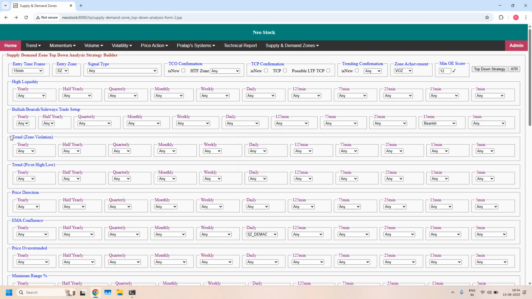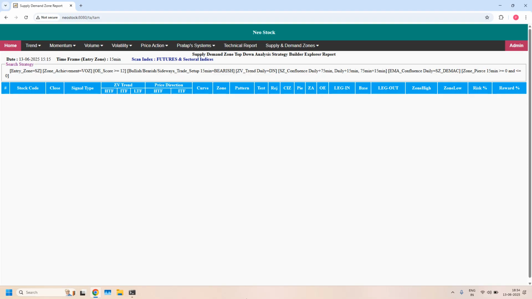And also trend should not be sideways on daily. It should be downtrend because it is bearish trade setup. So none of the stocks are having daily EMA confluence. So as per this strategy, we don't have any high probability trade setup supported zones. So this is about the daily income trade. Next, we will generate hourly income trade reports.